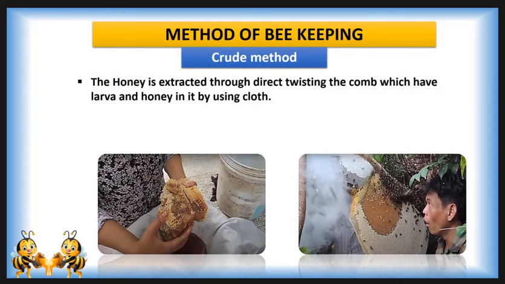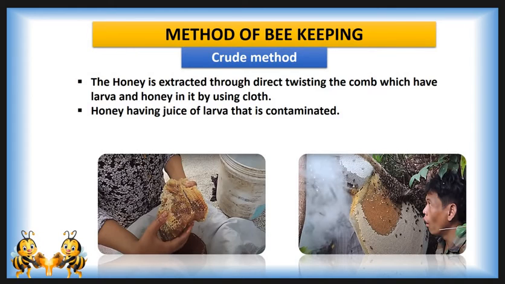The ultimate aim of beekeeping is to get more and more honey in pure form. The old method commonly used by old apiculturists is very crude, crucial and unplanned type. This old method is also called the endogenous method. In the crude method, the honey is extracted by directly twisting the comb, which has larva and honey in it, using cloth.